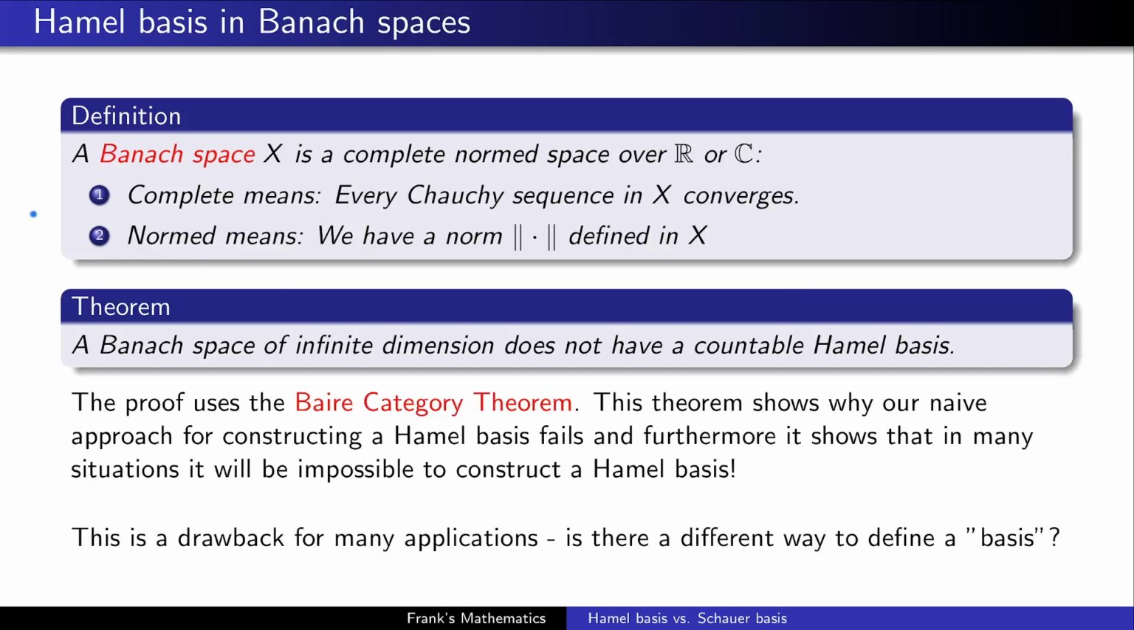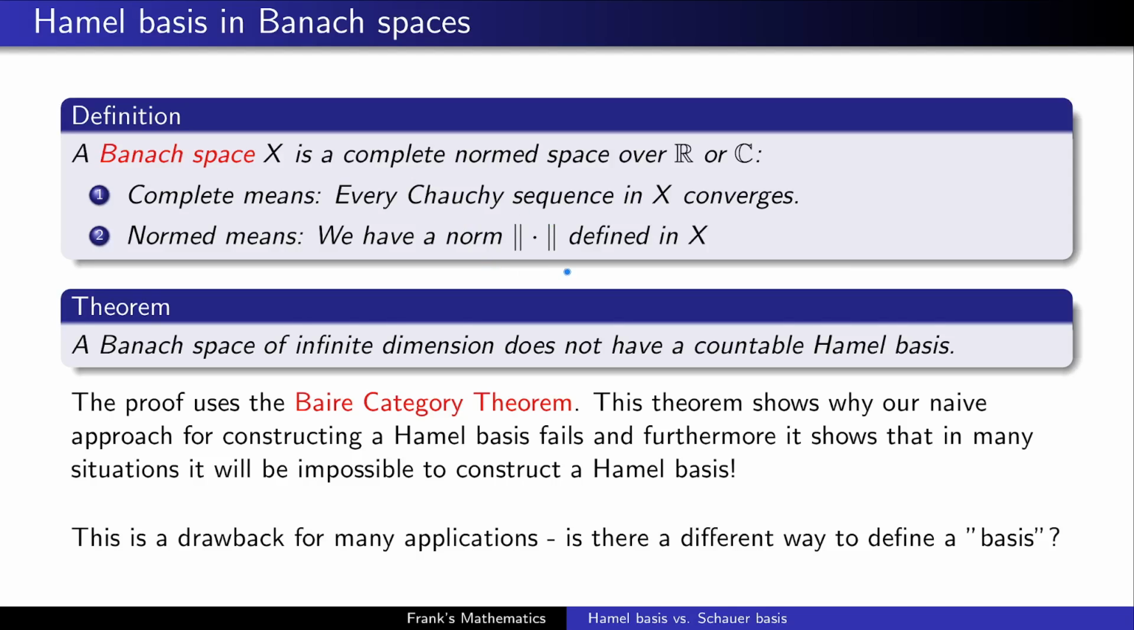Or another example, before we have to make use of a so-called Banach space. So a Banach space, which we call X, is just a complete normed space over the real numbers or the complex numbers usually. Complete means, of course, every Cauchy sequence converges in our space X, and normed means that we have a norm. And the convergence of the Cauchy sequence is, of course, with respect to the norm here.